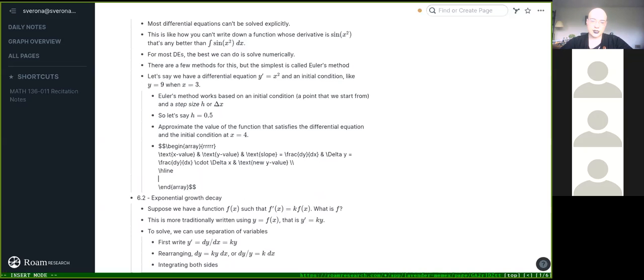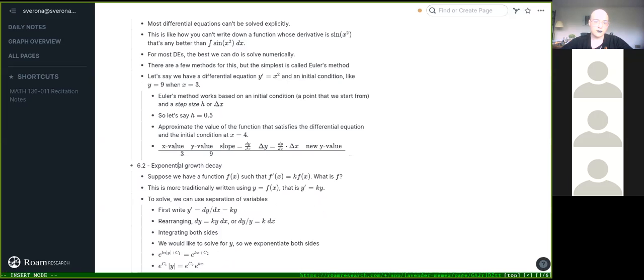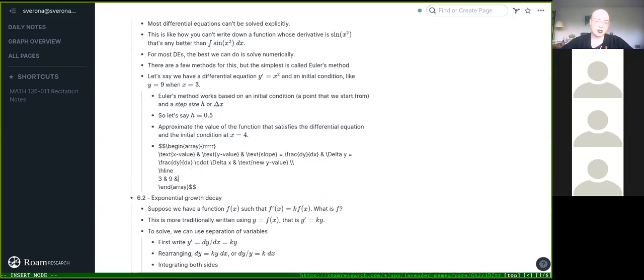Okay, so I'm going to take this one step at a time. I'm going to start at my initial point, and that's given by my initial condition. So my initial x value was 3, my initial y value was 9. My slope at x equals 3, y equals 9 is going to be my x value squared.